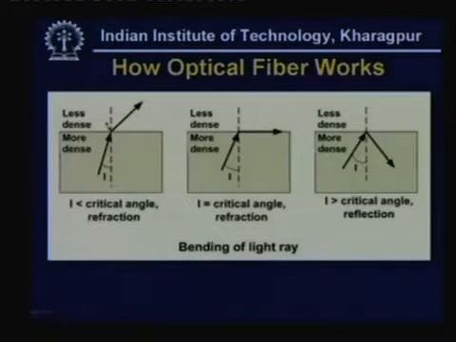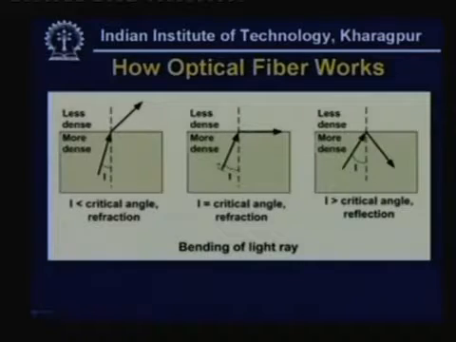Then this has higher density than the upper layer. Now here what is happening: the angle of incidence of this ray is less than the critical angle. The signal is getting refracted because these two materials, as you know, have two different refractive indices. However, as the angle of incidence increases gradually, the angle of refraction becomes 90 degrees. Whenever it becomes 90 degrees, we call it the critical angle.